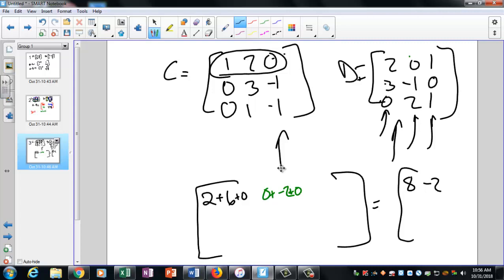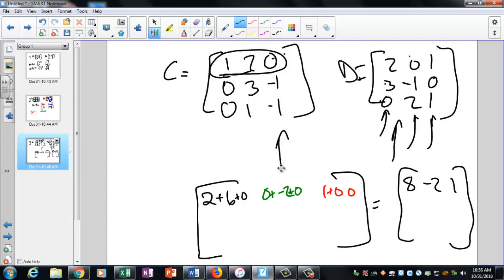Now doing row by the third column. 1 times 1 is 1. 2 times 0 is 0. 0 times 1 is 0. So this is 8, negative 2, 1. Let me pause there.